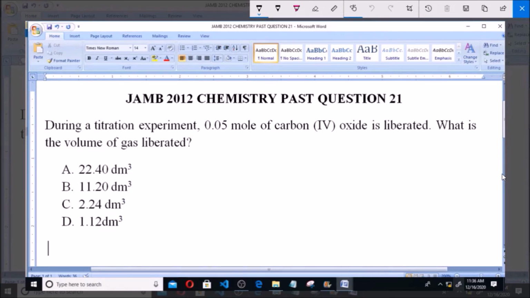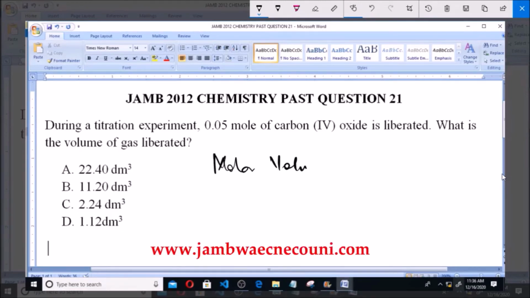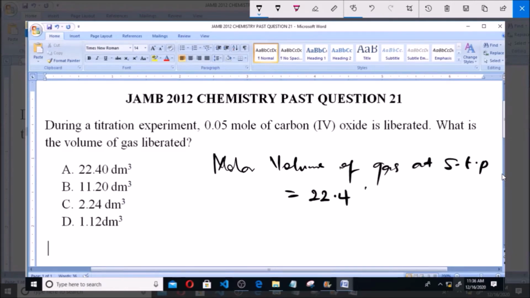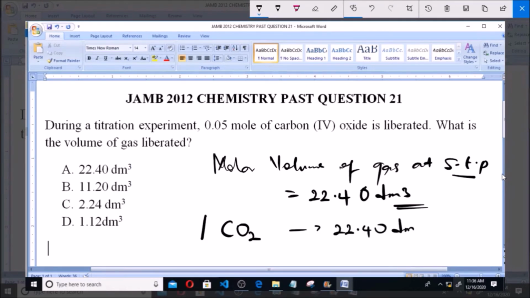Now we have what we call the molar volume of gas. Molar volume of gas at STP is equal to 22.4 dm cubed. Now this is the molar volume of a gas at standard temperature and pressure. Note that 1 mole of every gas, and the gas given to us here is carbon dioxide, so 1 mole of carbon dioxide will always have a volume of 22.4 dm cubed at standard temperature and pressure.